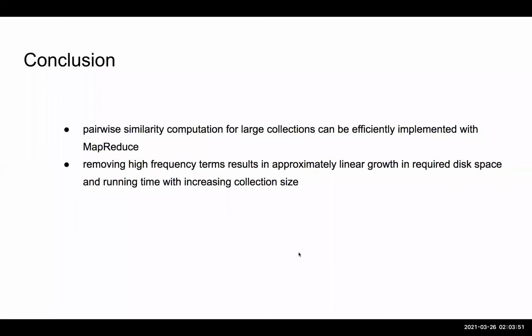So from the paper, there are two main conclusions. The first: pairwise similarity computations for large collections can be efficiently implemented with MapReduce. And also, removing high frequency terms results in approximately linear growth in required disk space and running times with increasing collection size.